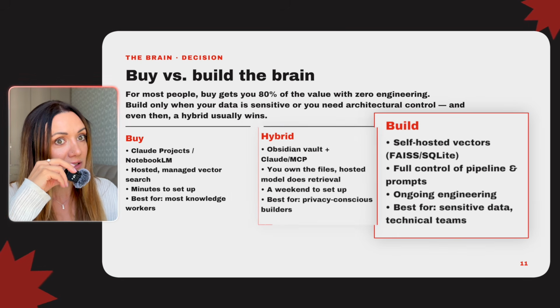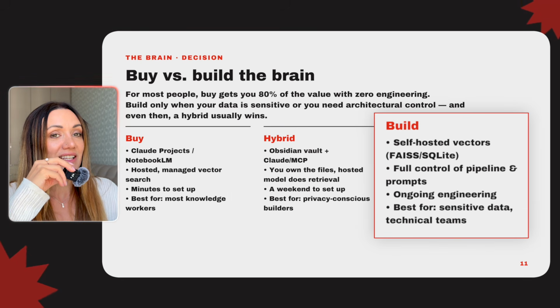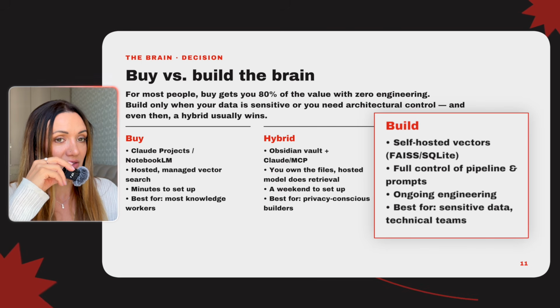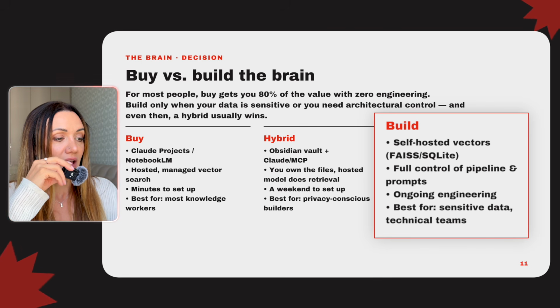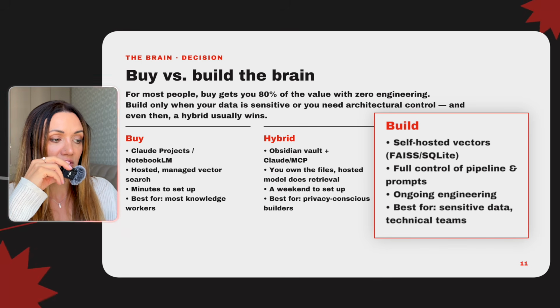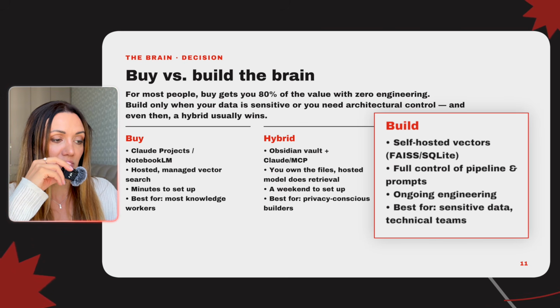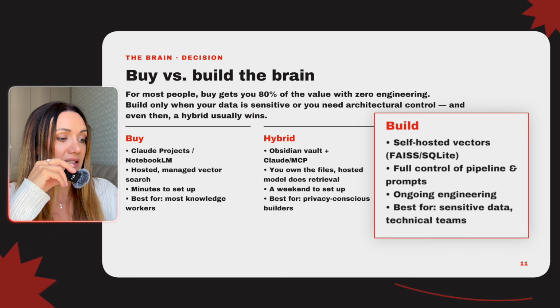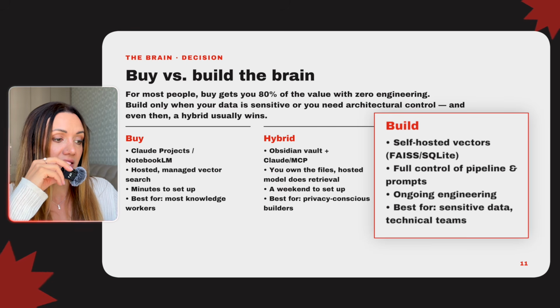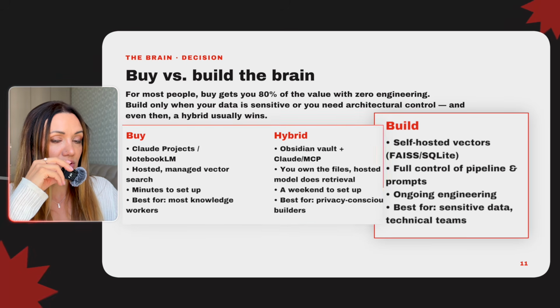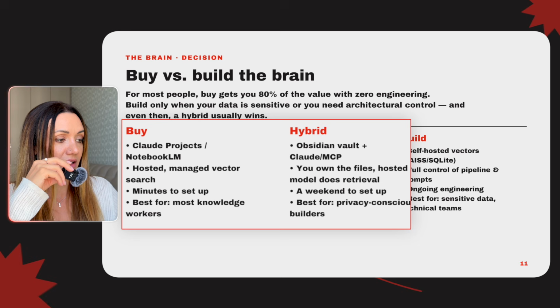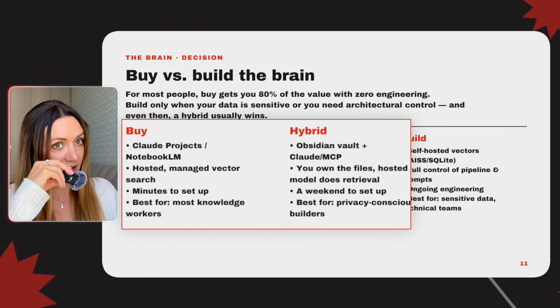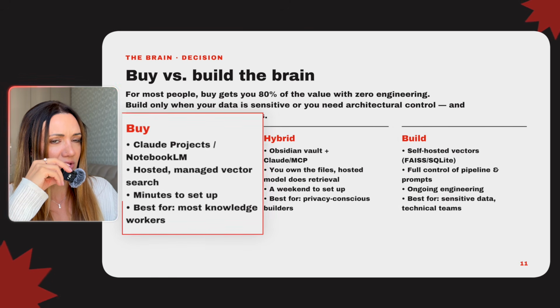And to build on your own is the most expensive and time-consuming, which is you want to have your self-hosted vector and you want to have full control of the pipeline plus prompts. You want the ongoing engineering, which means you are more tech savvy, and it is best for sensitive data and technical teams. Most of my audience goes for buy versus hybrid. And today we're focusing mostly on buy.